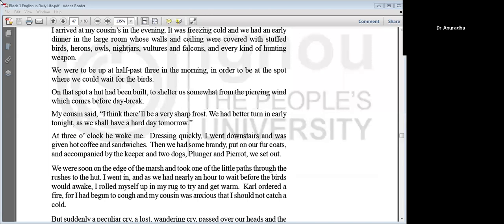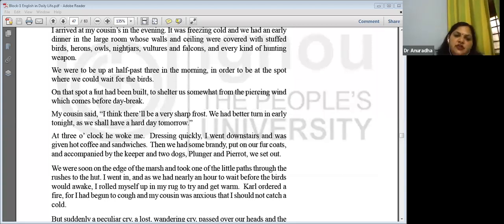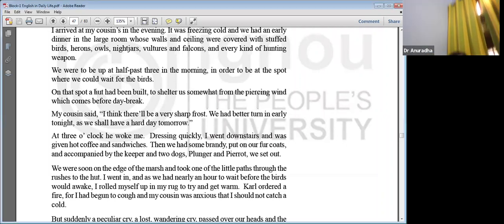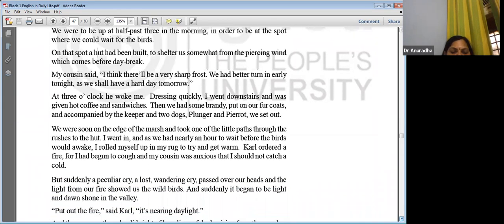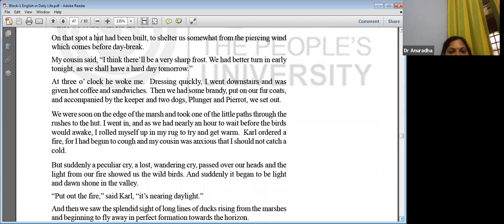My cousin said, "I think there will be a very sharp frost. We had better turn in early tonight, as we shall have a hard day tomorrow." At 3 o'clock he woke me, dressing quietly. I went downstairs and was given hot coffee and sandwiches. Then we had some brandy, put on fur coats, and accompanied by the keeper and two dogs, Plunger and Pirrette, we set out.